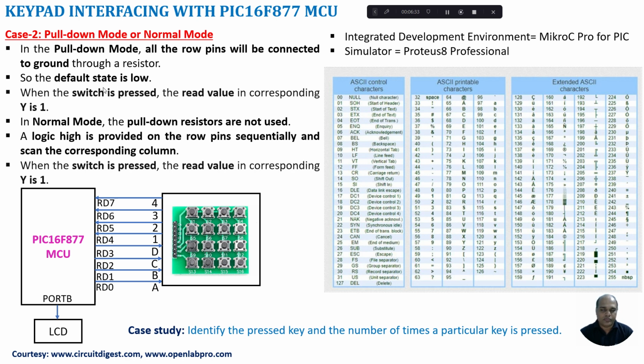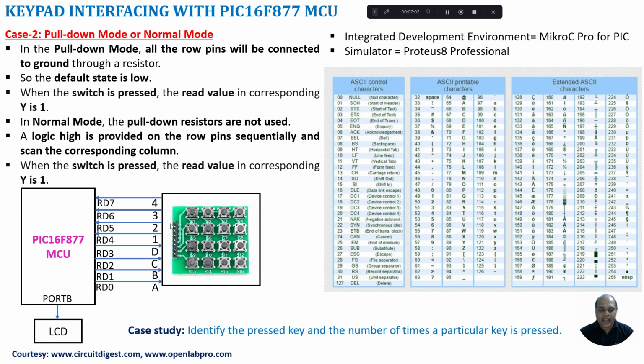So now in this program, what we are going to do is identify a key press and the number of times a particular key is pressed. So that is also we are going to record. We are going to find which key is pressed and how many times it has been pressed, whether it has been pressed a single time or multiple times, and we try to see it in the way of an LCD output.